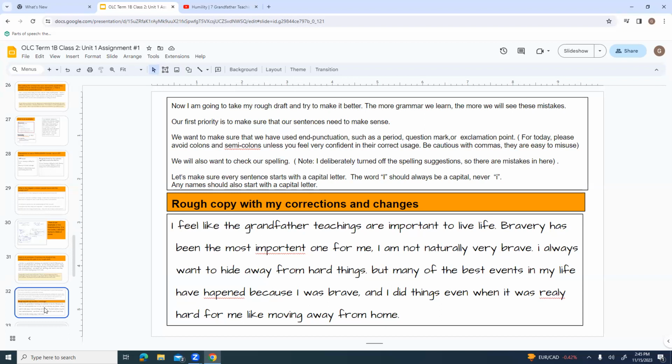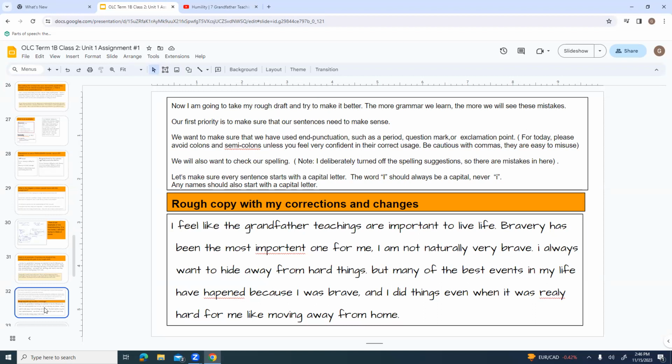Always check that first. After that, you want to make sure that you've used end punctuation like periods, question marks, or exclamation points. For today, I'm going to suggest that you avoid colons or semicolons unless you feel really confident in their correct usage. I would also be really cautious with commas. They're easy to misuse. We're going to be talking about commas a lot because I think they're one of the hardest punctuation marks to use correctly.